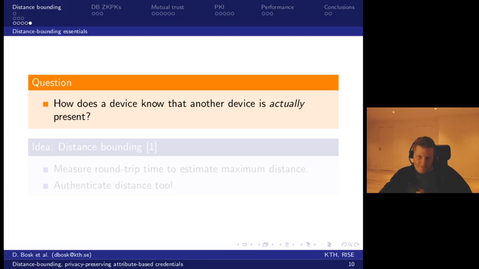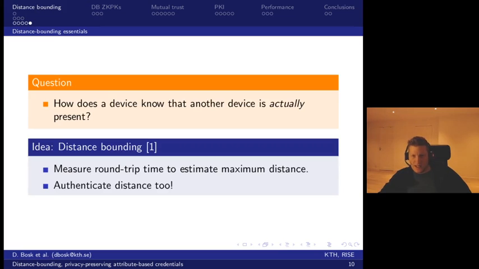Now, the main question we want to answer in distance bounding is, how does a device know that another device is actually present or in close proximity? So the idea comes from Brands and Chaum back in the 90s, where they had the idea that we could measure the round trip time to estimate the maximum distance. And in this way, we would also authenticate the distance attribute as well. So in addition to what we normally authenticate.